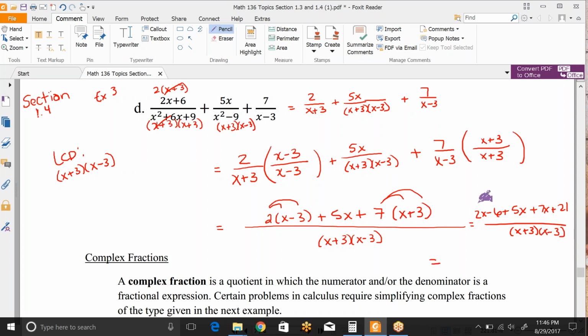We add our like terms on top, so 2x plus 5x is 7x. 7 plus 7 would be 14x. And then negative 6 and 21 would be positive 15. Now, notice that the top is a binomial, but there's no GCF. It's not perfect squares or perfect cubes, and it has nothing in common with the binomials on the bottom. It's not identical to them. So that is our reduced final answer.